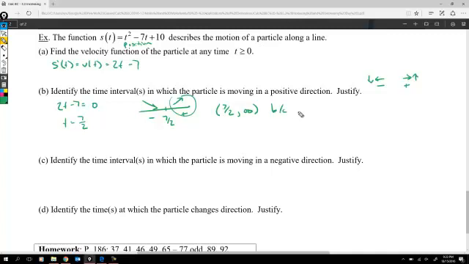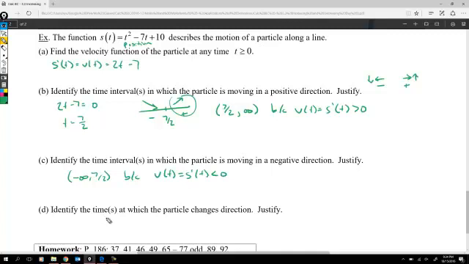And our justification would be because v of t, which is the derivative of my position, is greater than 0. So positive direction, greater than 0. Then it asks me to identify when I'm moving in a negative direction, and so that'll just be the other interval. So I can say negative infinity to 7 halves. My justification, very similar, because v of t, which is s prime of t, is less than 0.